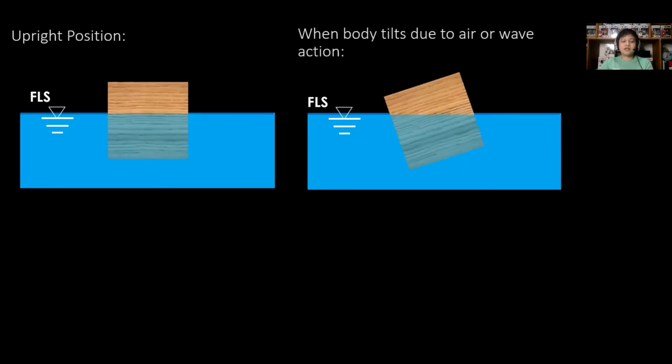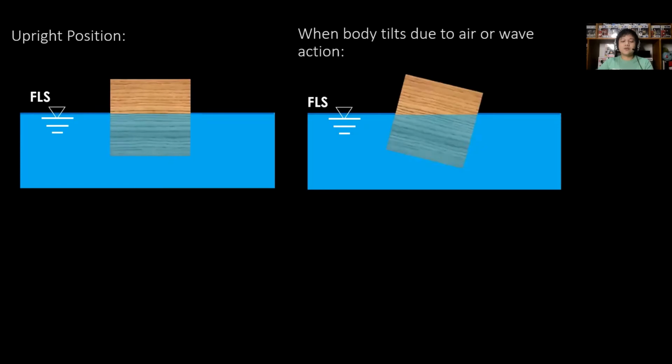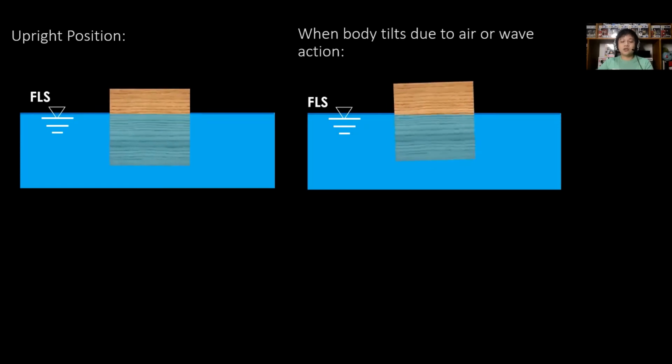An example of this is a ship or a boat. For it to be stable, it must withstand the impact of waves and air and maintain its center of gravity at its balance condition.